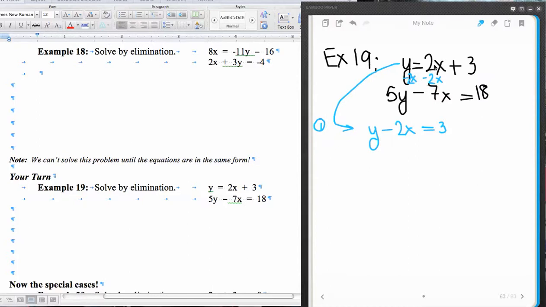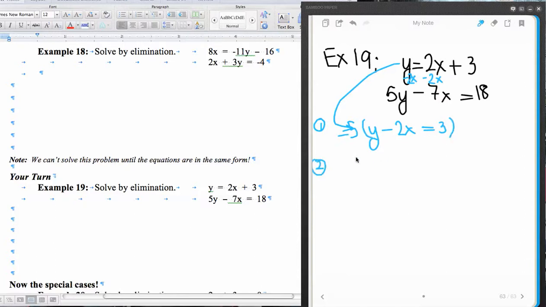So the first thing that you should have done was put this one in the same form as the second equation. So I've moved the 2x over to the left, so now I have y minus 2x is equal to 3. So now I'm going to make this so that I can eliminate a variable. So it's probably easiest to eliminate the 5. So I'm going to multiply this equation by a negative 5. And then we're going to do step number 2.